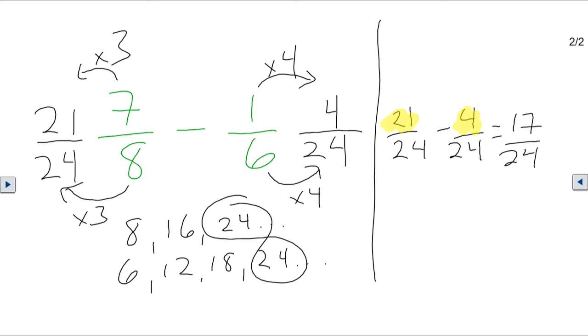Okay, and always simplify if you can. This one we don't have to simplify, but it's a good rule of thumb. Simplify your fractions when you're done. Okay, so for addition and subtraction, we want common denominators. Once you figure out that common denominator, change your numerators, right? And then we add or subtract our numerators and write our denominator. The denominator tells us the size of the pieces.